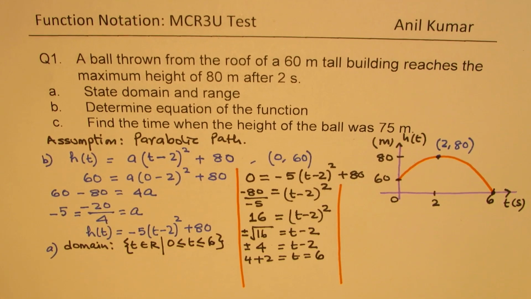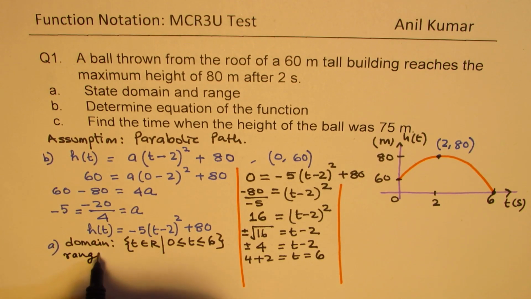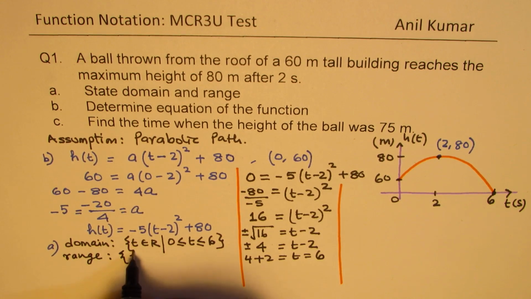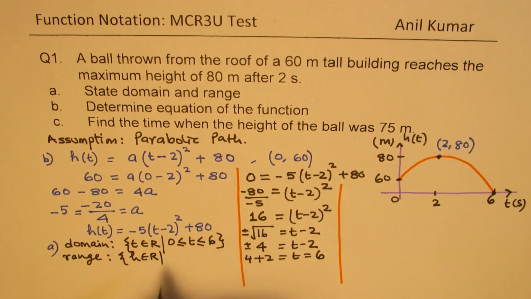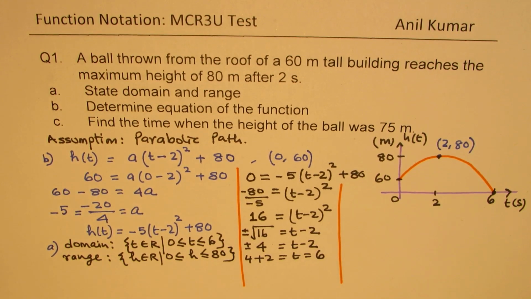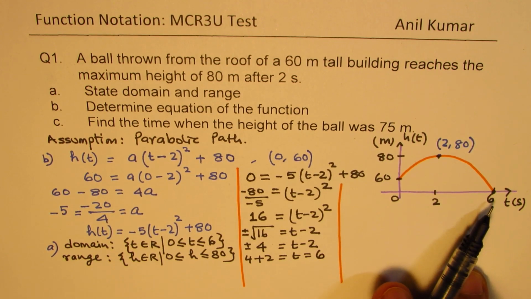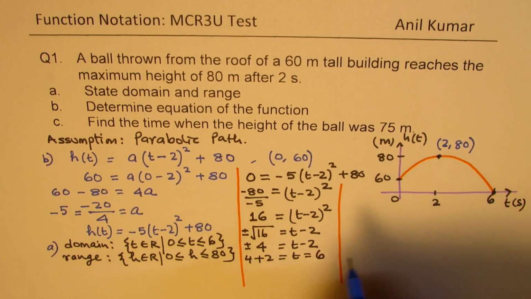As far as the range is concerned, we know that the height belongs to real numbers and is between 0 and 80, right? So it's between 0 and 80. So that is how we could answer domain and range, but we first need to find when will the ball land, right?